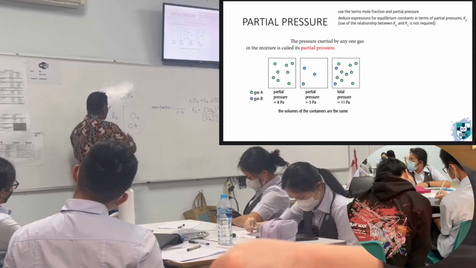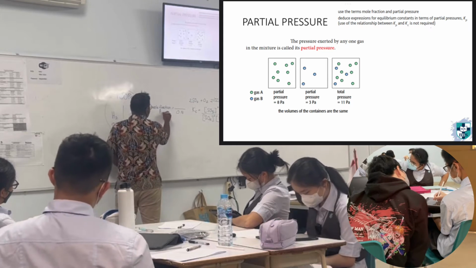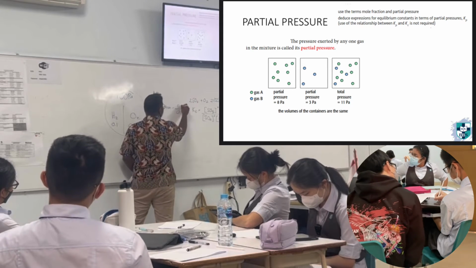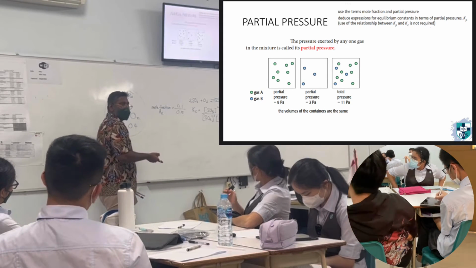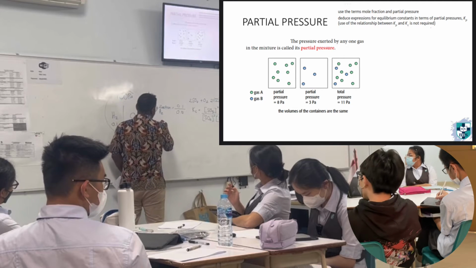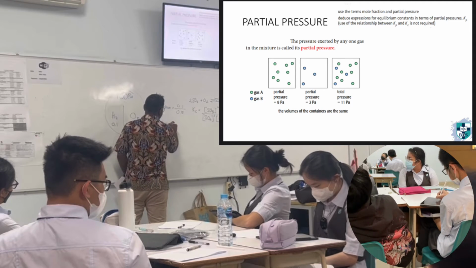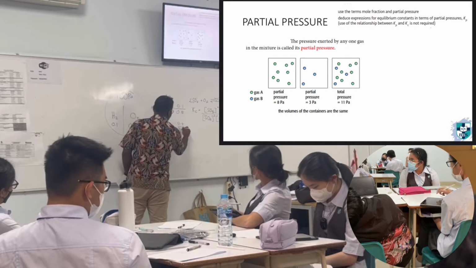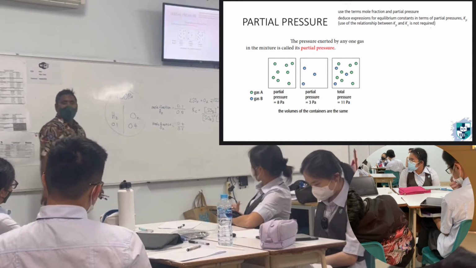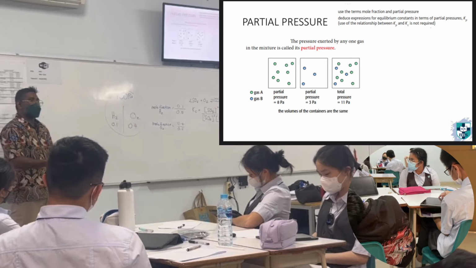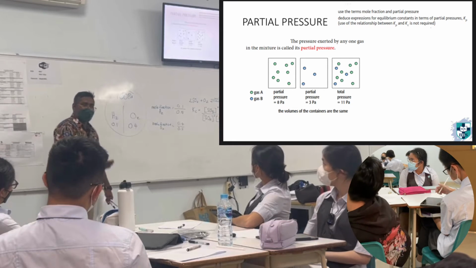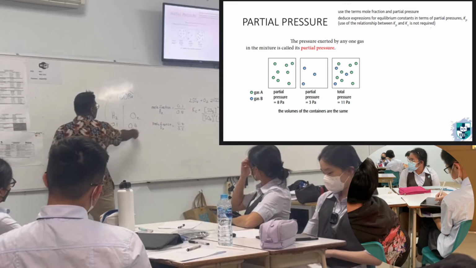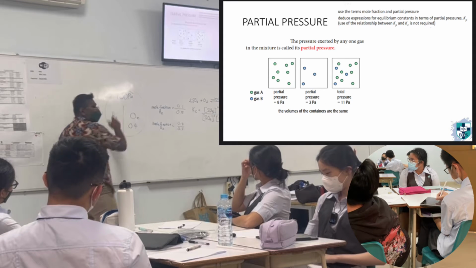Mole fraction for H2 is 0.1 divided by 0.5. Mole fraction of oxygen is going to be 0.4 divided by 0.5. From this mole fraction, you can calculate the partial pressure, because all of them are going to contribute to 100 Pascal.